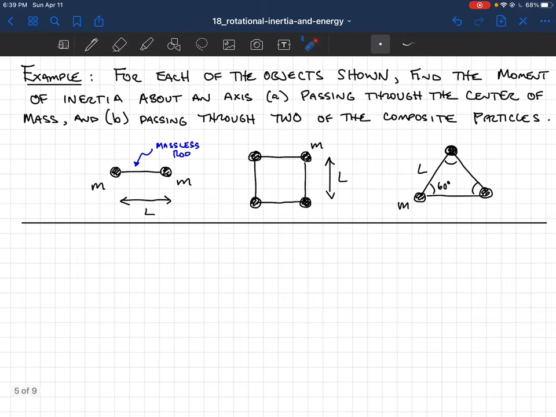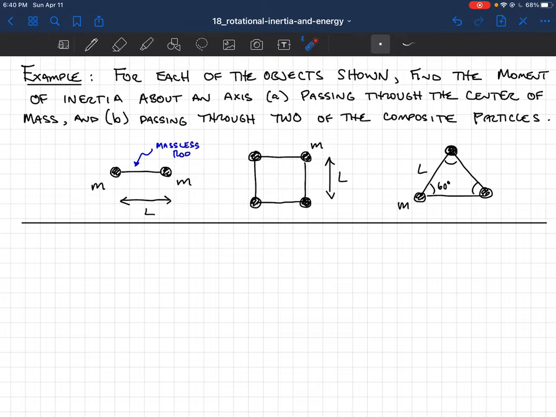Let's do an example. Let's actually do a couple of examples. I've drawn a few of these objects. Each of them has a couple of little point particle masses, and all of the point particle masses are the same mass value. We'll just call it little m. And then I've characterized the object by, for example, the length of the side. In the first case, we just have a rod with two masses, we have a square with four masses, and then we have an equilateral triangle with three masses. So I want to do two parts. One is to calculate the moment of inertia, or the rotational inertia, about an axis that passes through the center of mass.